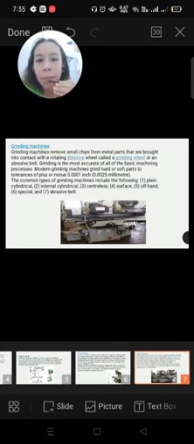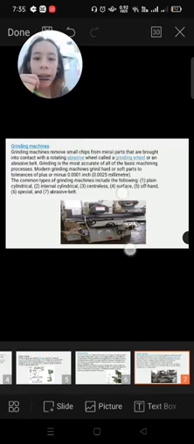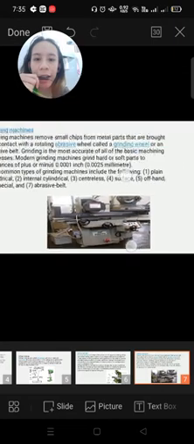Number one is plain cylindrical. Number two is internal cylindrical. Number three is centerless. Number four is surface. Number five is offhand. Number six is special. And number seven is abrasive belt. This is what we call the grinding machine.